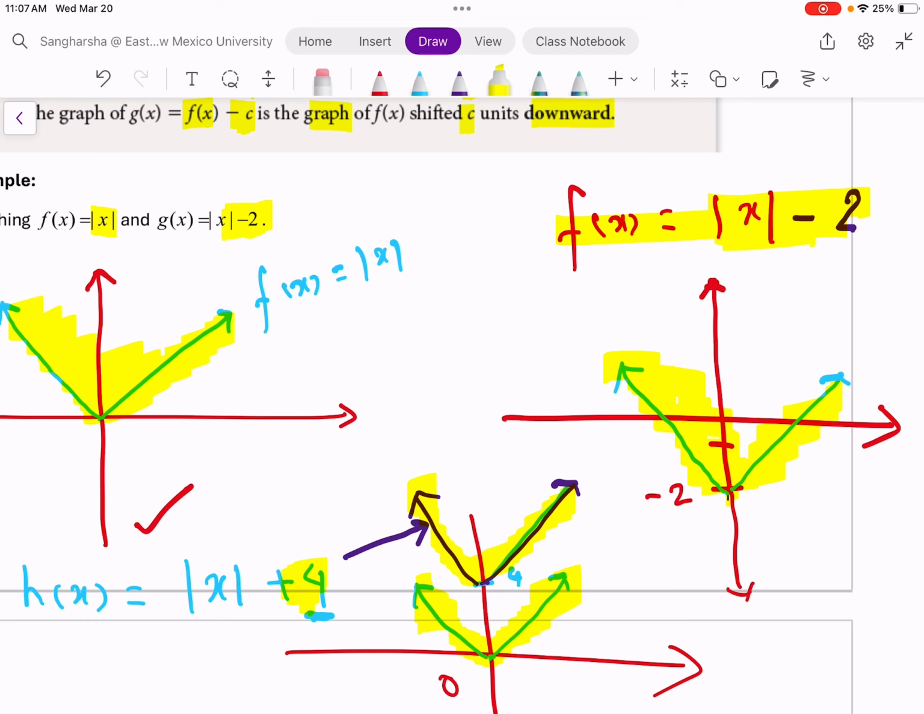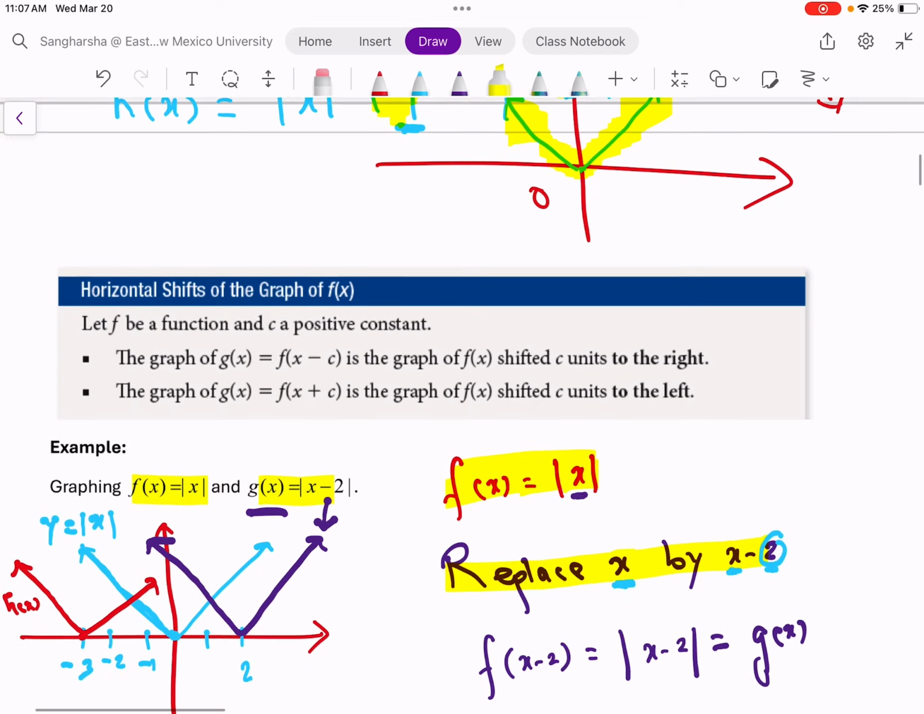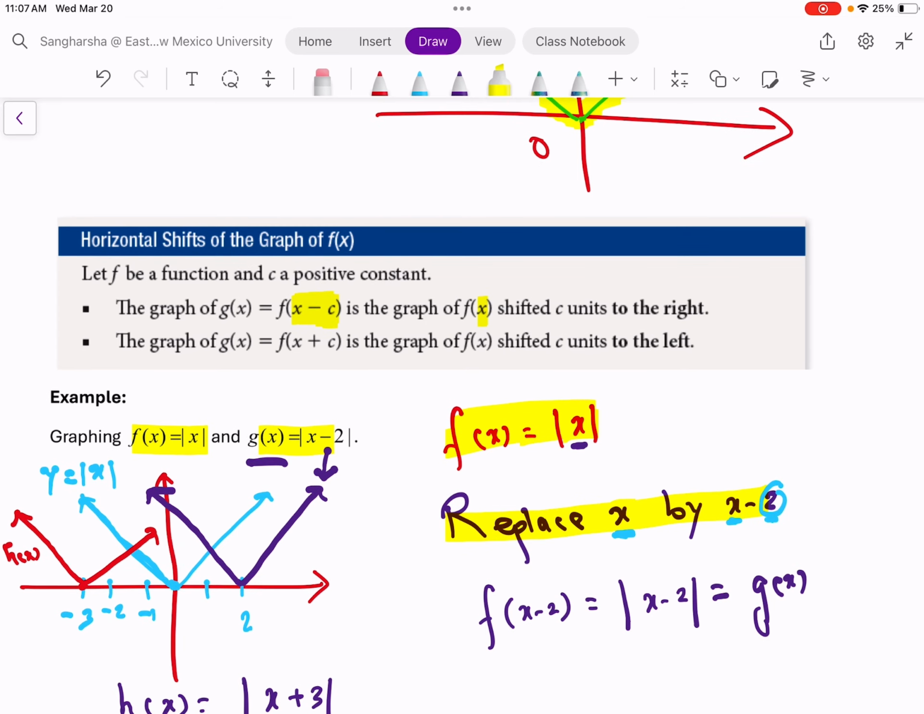Okay, so this is the next one. We have a function, and if we replace x of the function by x minus some number, like x minus 4, x minus 3, x minus 1, then the graph is shifted. If we replace x by x minus c, it is shifted right by c units.